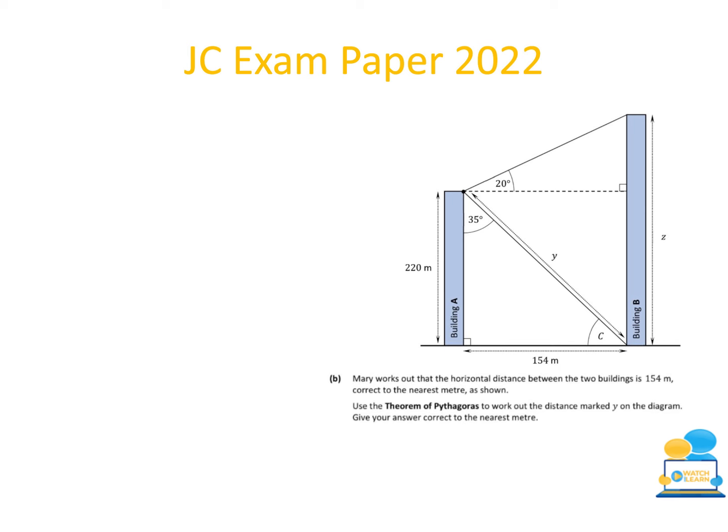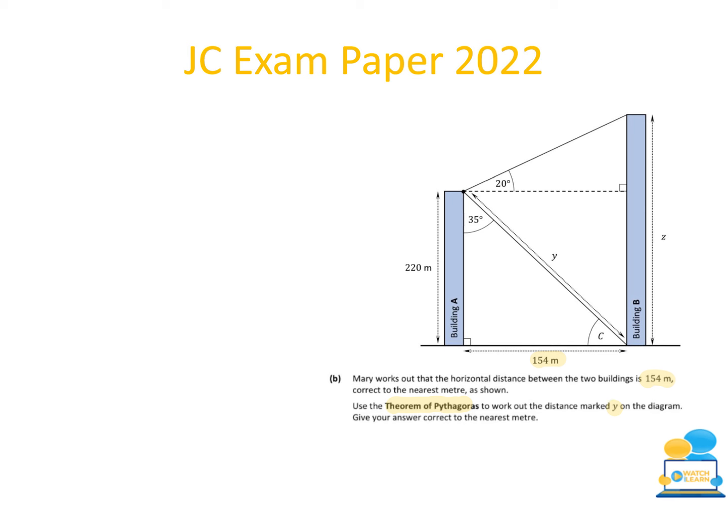The next part of this question says that Mary works out the horizontal distance between the two buildings is 154 metres, and that's marked here in our diagram, correct to the nearest metre. Use the theorem of Pythagoras to work out the distance marked y on our diagram and give your answer to the nearest metre. So they tell us here to use the theorem of Pythagoras.